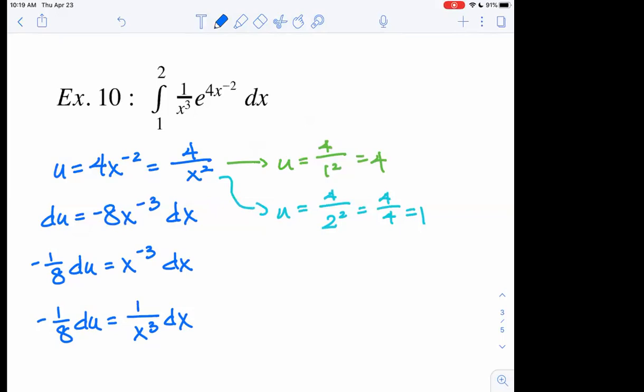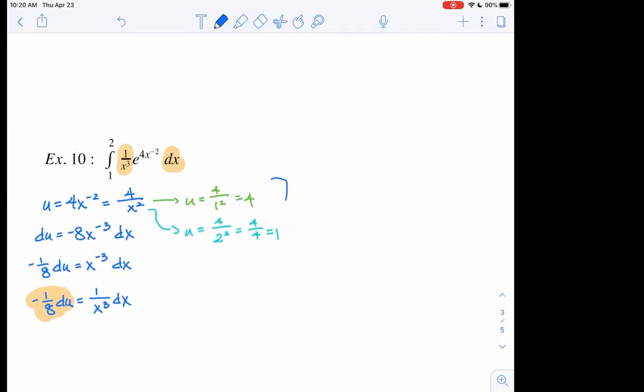So I had my u as the power for e, which in this case was 4x to the -2. I found my du, and then I had to move some things to get to the final du that I'm going to be able to substitute. So this 1/3 to the third dx, I can replace with -1/8 du.